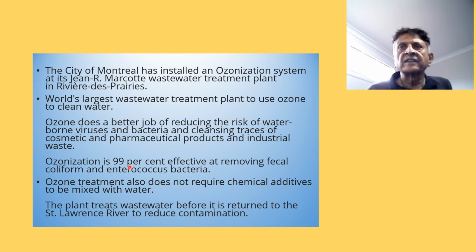Ozonation is 99% effective at removing fecal coliform and enterococcus bacteria in the sewer system, and a secondary ozonation will be able to remove the remaining 1%. Ozone treatment also does not require chemical additives to be mixed with water. The plant treats wastewater before it is returned to the river and reduces the contamination.